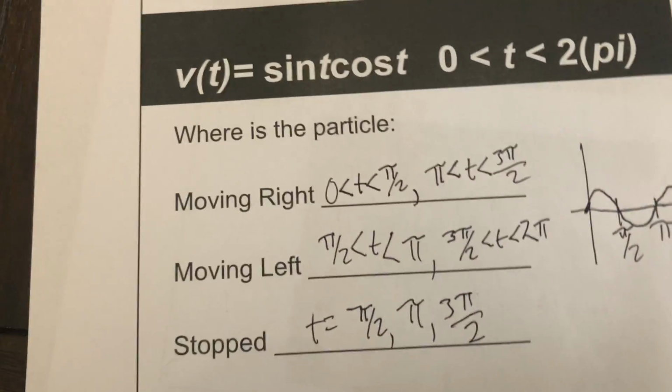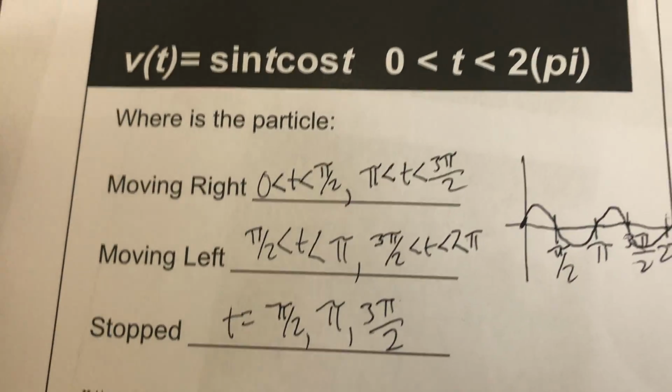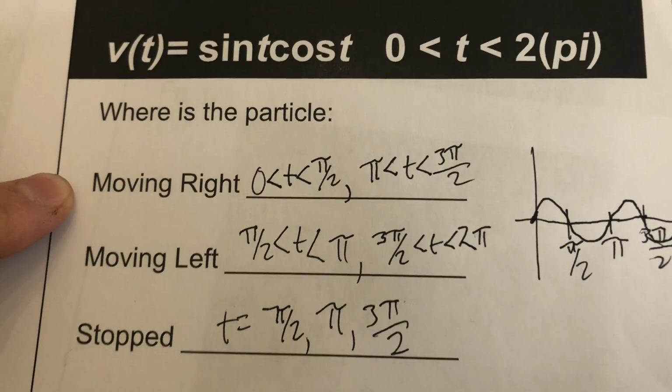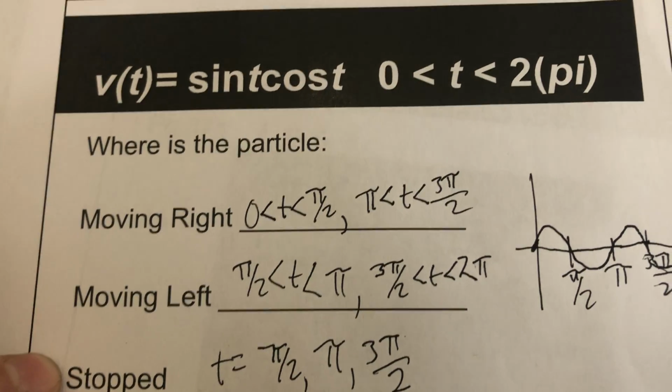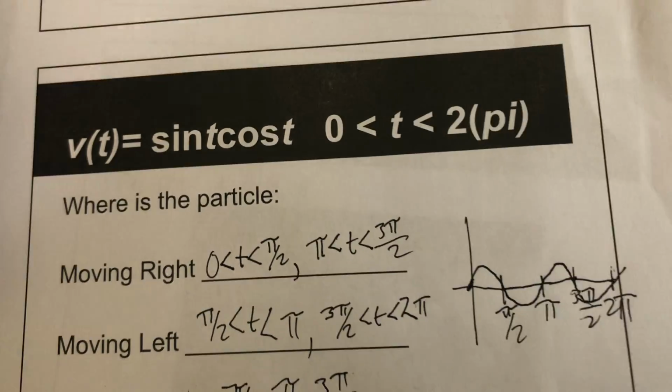But we're not going to count 0 or 2 because they're not part of the interval. So that's how we can tell it's moving right above the axis, left below the axis, and where it's stopped, where it's actually on the axis. Okay.